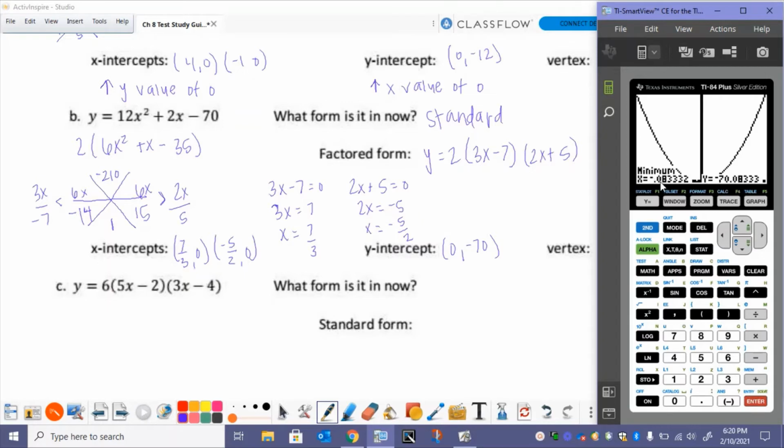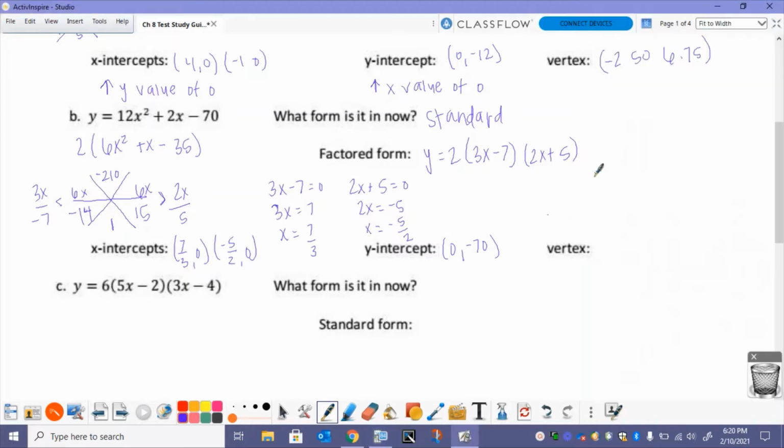So we have negative 0.083332. We're going to round that up. And then we have negative 70.08333. We're going to round that as well. So our vertex would be negative 0.08. Remember, we're going to round to the nearest hundredth. Oh, didn't mean to close that. And negative 70.08.